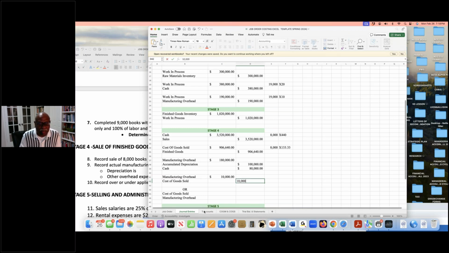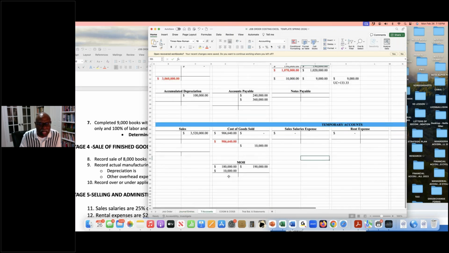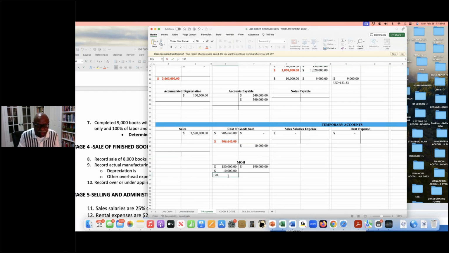When you make that journal entry, it has to be a journal entry that will bring this account to zero. Once that journal entry is posted, the balance in the account has to be zero. Got it? So that's how you can sort of tell.